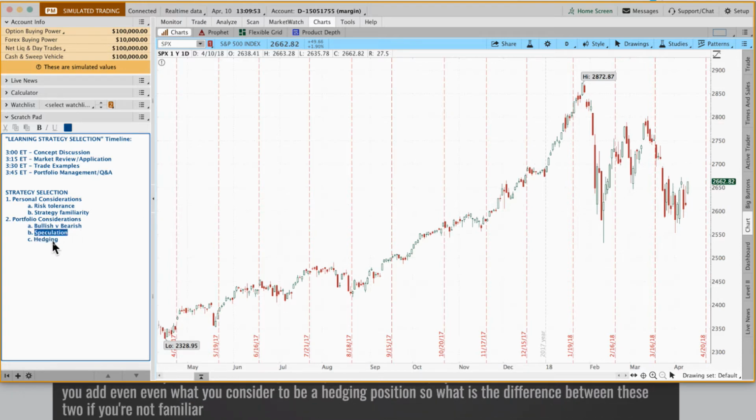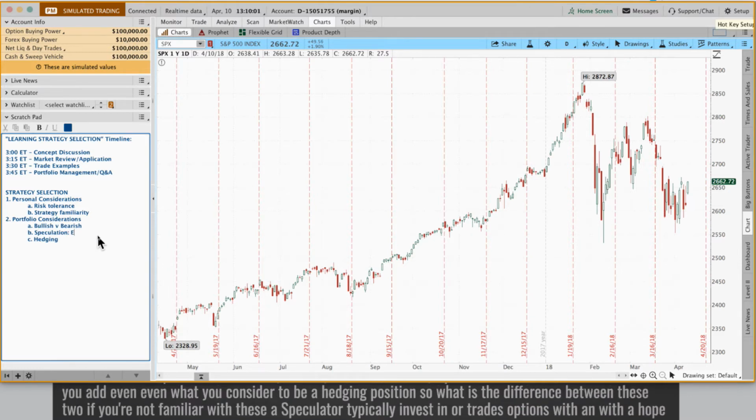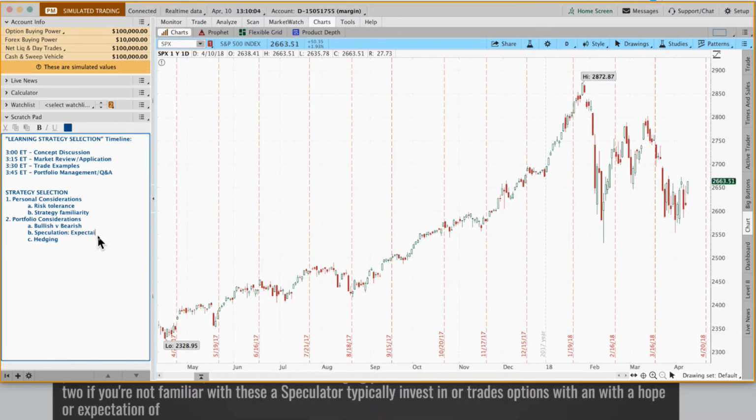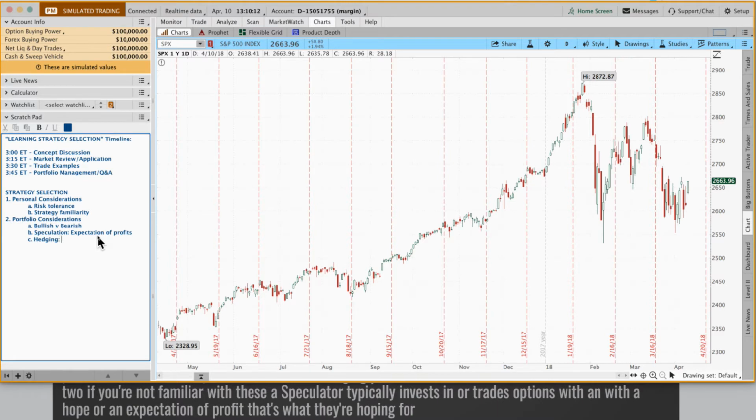If you're not familiar with these, a speculator typically invests in or trades options with a hope or an expectation of profits. That's what they're hoping for. Doesn't mean it's guaranteed, right? But that's their motivation for getting into the trade.